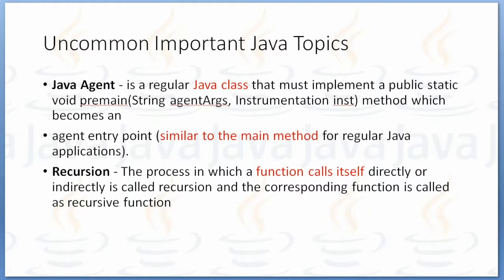Java agent is a regular Java class that must implement a public static void premain(String agentArgs, Instrumentation inst) method, which becomes the agent entry point, similar to the main method for regular Java applications. Recursion, the process in which a function calls itself directly or indirectly, is called recursion, and the corresponding function is called a recursive function.